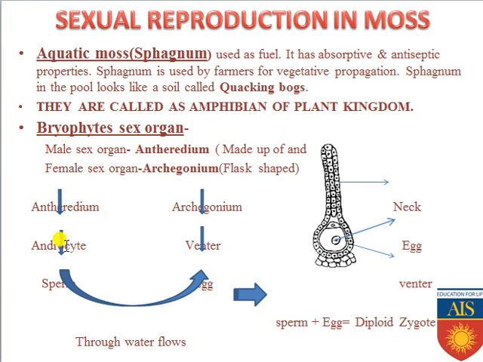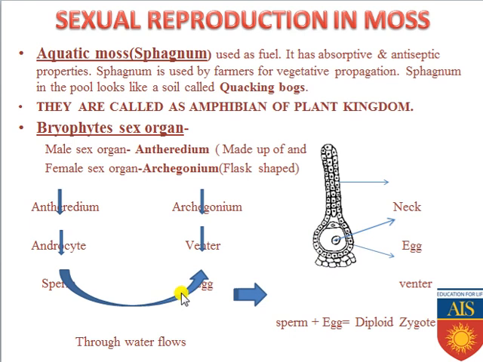Here you can see the bryophyte sex organs. The male sex organ is commonly known as antheridium, and the female sex organ, archegonium, is commonly known as flask shaped. Antheridium, the male sex organ, contains the antheridiophore. One thing is written clearly here: antheridium produces the male gametes, known as androcytes. From the androcytes the sperms are produced, as written here. The archegonium, a female sex organ, contains the venter. This is the venter portion within which the egg is present, so egg is written here.